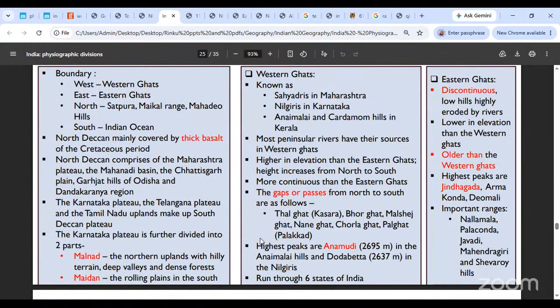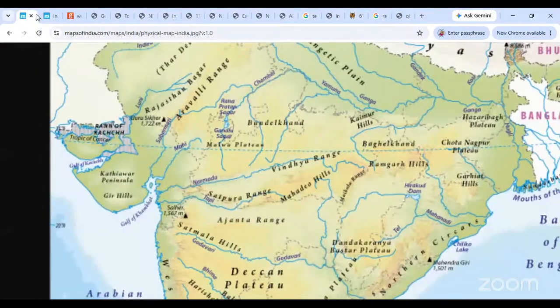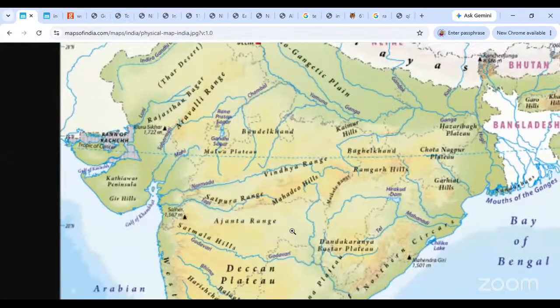The very first thing that you talk about the Deccan Plateau is you mark the boundaries. To the west, you have the Western Ghats. To the east, you have the Eastern Ghats, obviously. In the north, you have the Satpura, Maikal, and Mahadev Hills. Okay, Mahadev Hills should be a little below over here. Can you see this? The Satpura range, the Mahadev Hills, and the Maikal range.